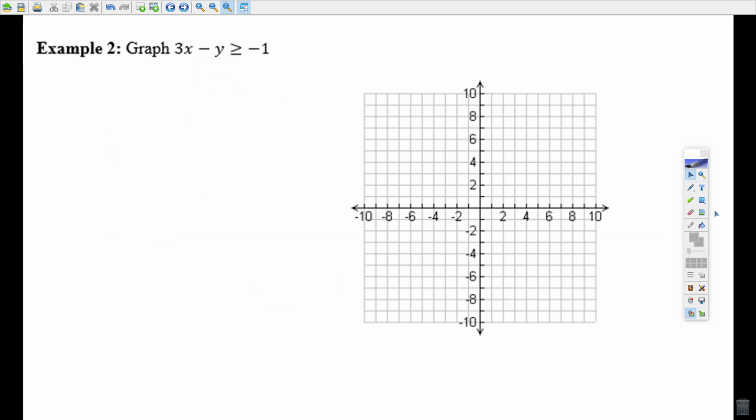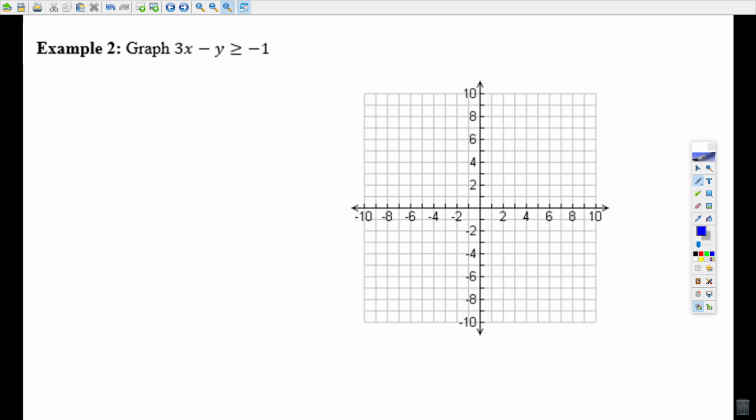Okay, now let's do another one. You can graph this one with the shortcuts if you want, or you could solve for y. It doesn't really matter. I think in this particular case, I will solve for y, and then we can just do what we've been doing. It takes maybe a little bit longer to solve for y.